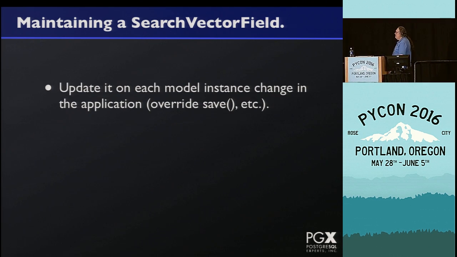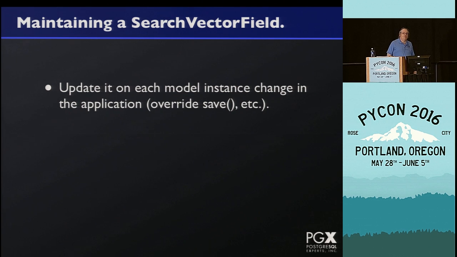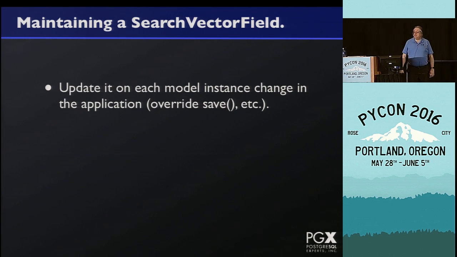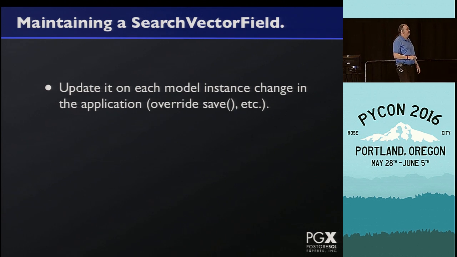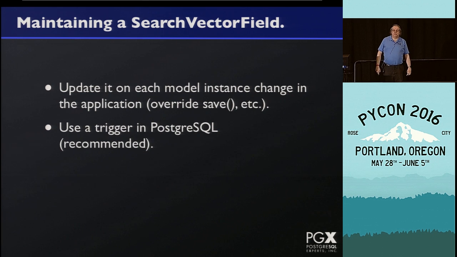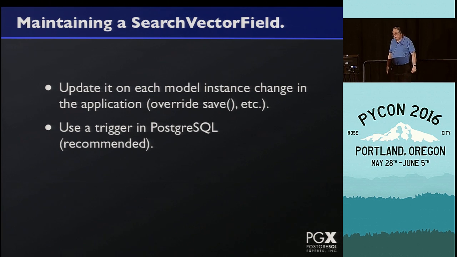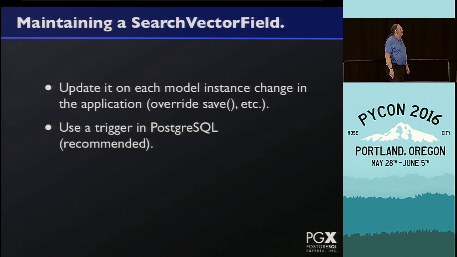So the question is, how do we keep this thing up to date? Well, we can do it in the app, like update it on each model instance change, override save, and update it that way. Or you can use a trigger in Postgres. That's a better technique because it means if you do a bulk load or modify something directly in the database, the trigger will take care of updating this. The Postgres docs actually go into a considerable amount of detail on how to write that trigger. So you can look there.